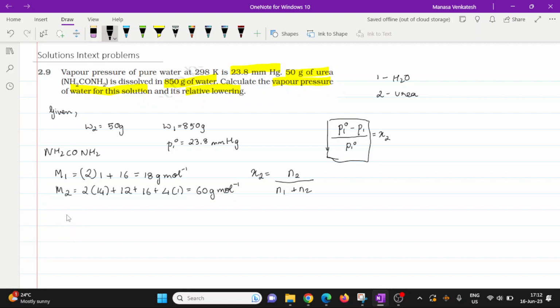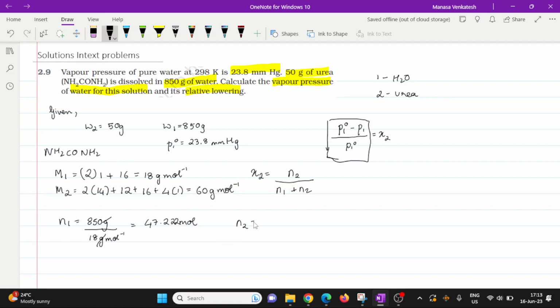Next we will calculate the number of moles of 1 and 2. Number of moles equals mass divided by molar mass. So mass has been given to us. This is 850 grams of water. So 850 grams divided by 18 grams per mole. That is equal to 47.22. So we can cancel the units and we get 47.222 moles.